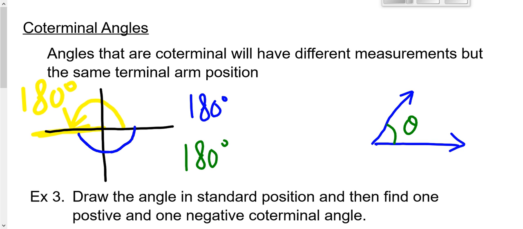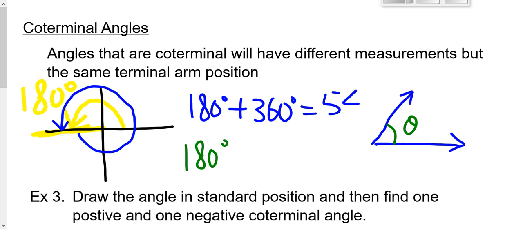it's still not hitting our terminal arm. Now here we go. It hits the terminal arm. So this gives you 180 degrees. So what is the new angle now? You add 360 on top because we just did a full rotation counterclockwise. So 180 plus 360 gives you 540 degrees.